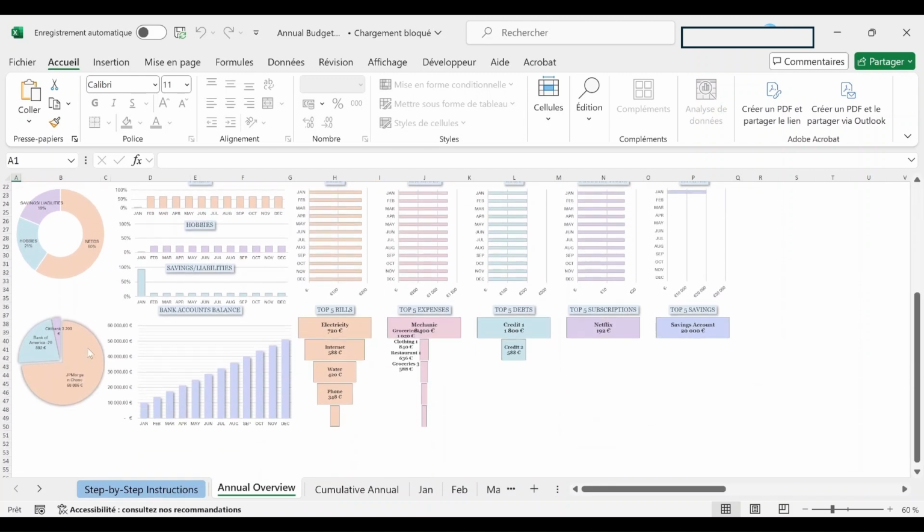You'll also find an area that shows your bank account balances over the year, again with a month-by-month breakdown. Following these sections, you'll find a summary of your top 5 bills, expenses, debts, subscriptions, and savings for the year.